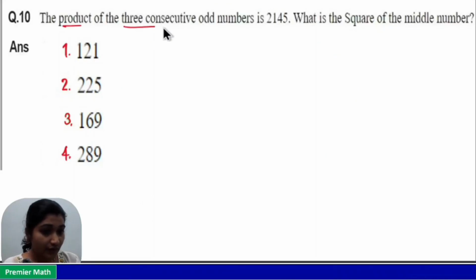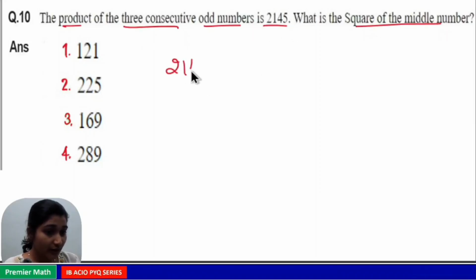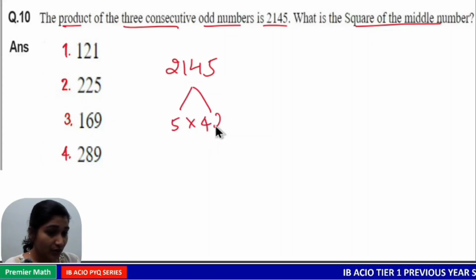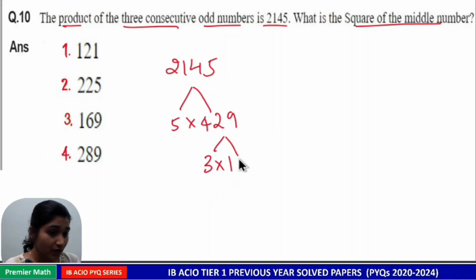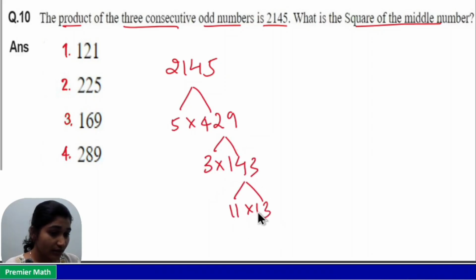The product of 3 consecutive odd numbers is 2145. What is the square of the middle number? Just take the prime factorization of 2145. 5 goes 4 times in 20, 2 times in 14 and 9 times in 45. 3 goes 1 time in 4, 4 times in 12 and 3 times in 9, and 11 goes 13 times in 143. So the prime factors are 5, 3, 11 and 13.